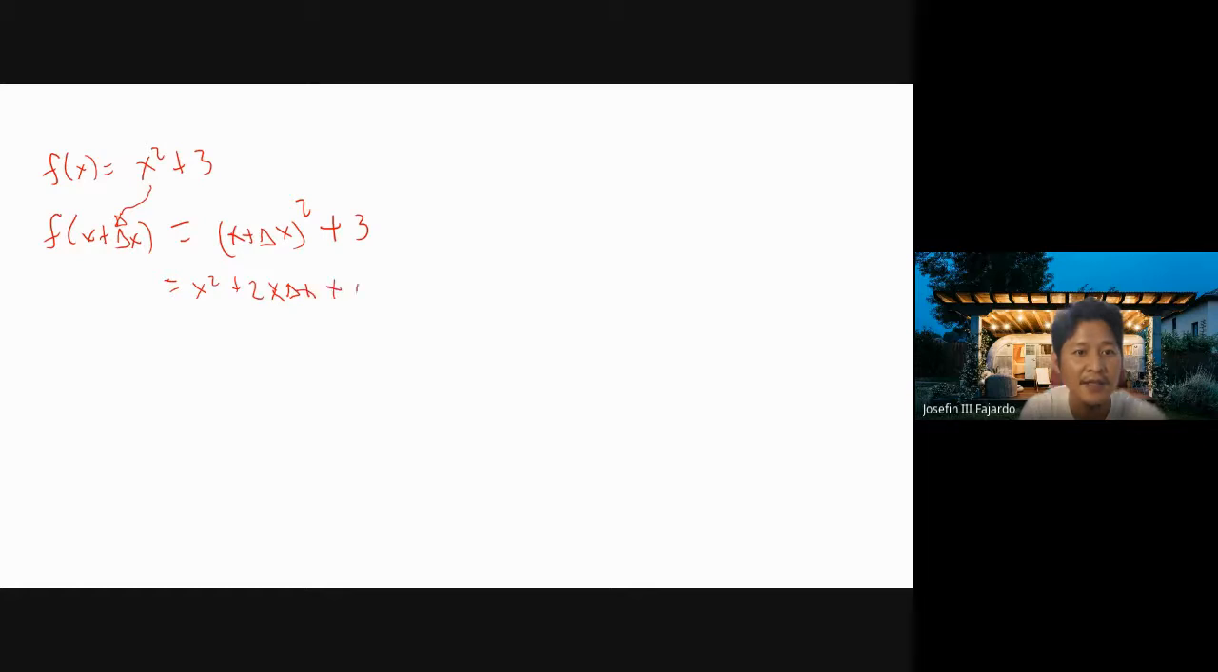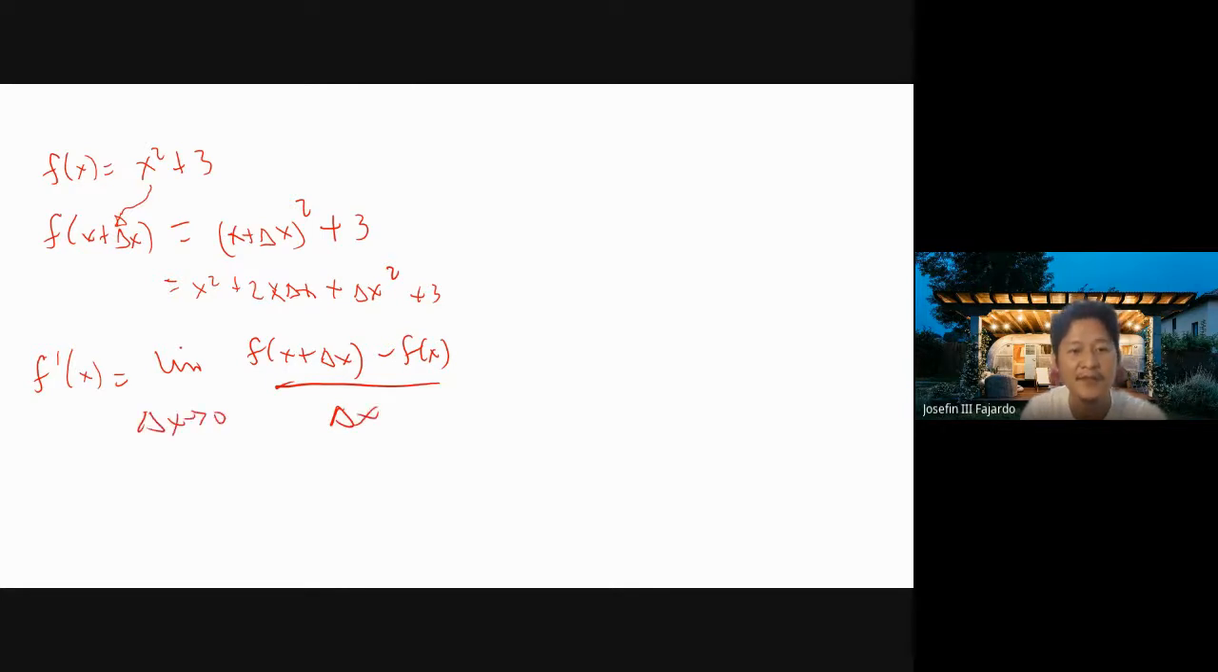Okay, plus delta x squared plus 3. Now, if I try to find my f prime of x using the definition, this is now the limit, if you will remember, of f of x plus delta x minus f of x all over delta x as you make delta x approach 0. Okay?